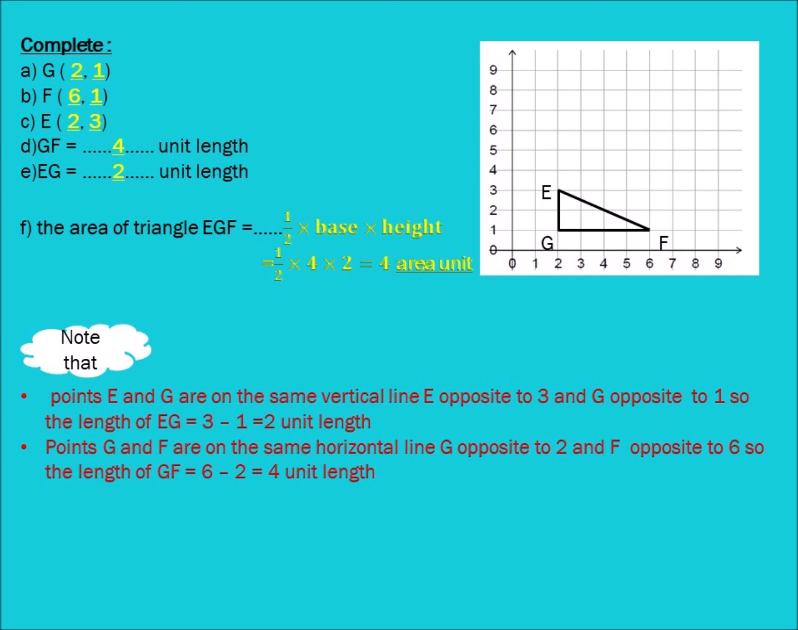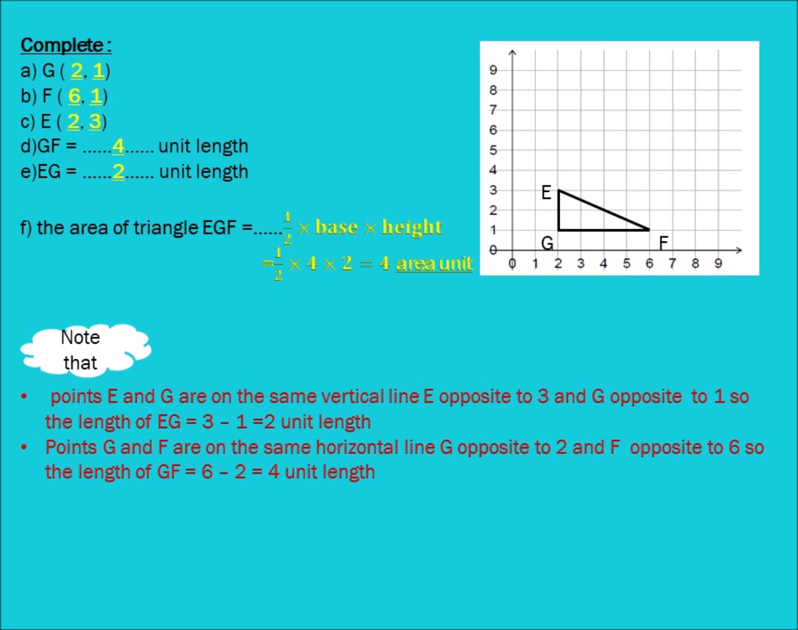Number 4, we have A (1, 3) and B (3, 3). So for the x component of the midpoint, 1 plus 3 divided by 2, I will get 2, and 3 plus 3 divided by 2, I will get 3 as it is. Number 5, X (4, 2) and Y (6, 4). So for the midpoint, for the x component, 4 plus 6 divided by 2, I will get 5, and 2 plus 4 divided by 2, I will get 3.